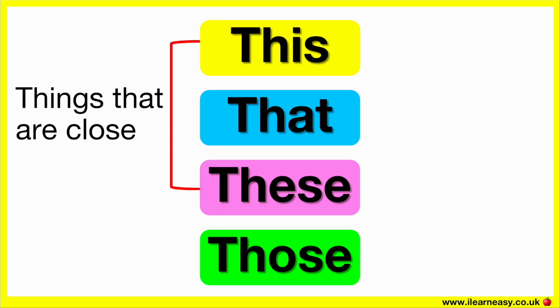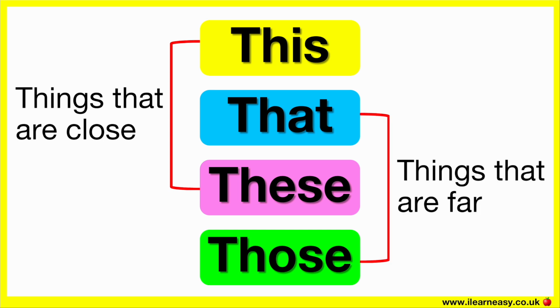This and these refer to things that are close. We can think of them as being here. That and those refer to things that are far away. We can think of them as being there.